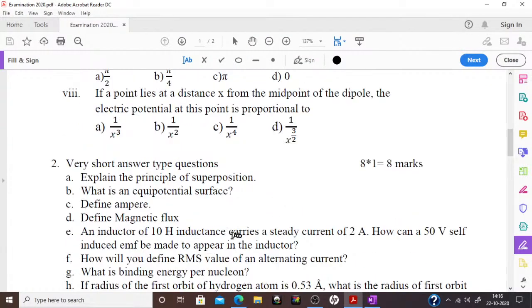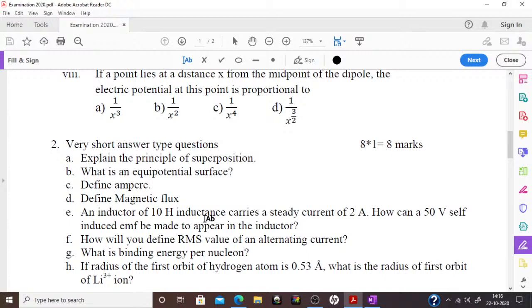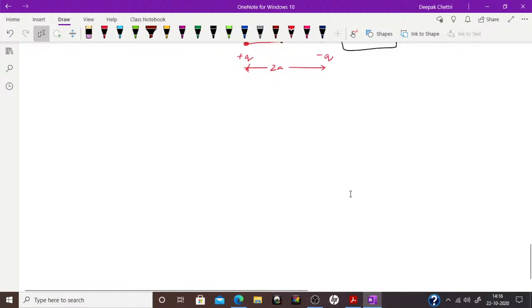Next question. All these are definitions, and I will not do definitions here because it's a waste of time. Explain the principle of superposition. So what is the use of superposition? First of all, you should know that. So this is type 2 question number 1.